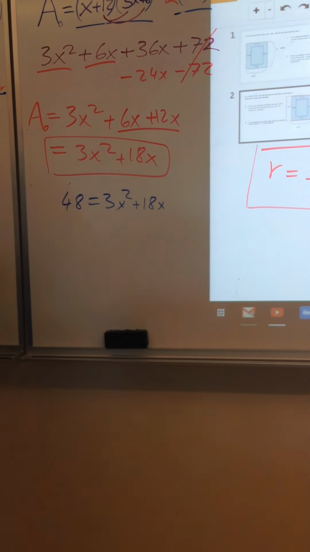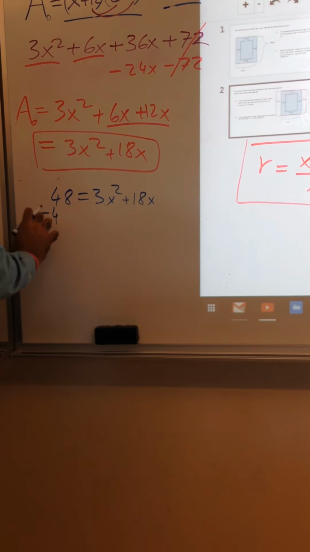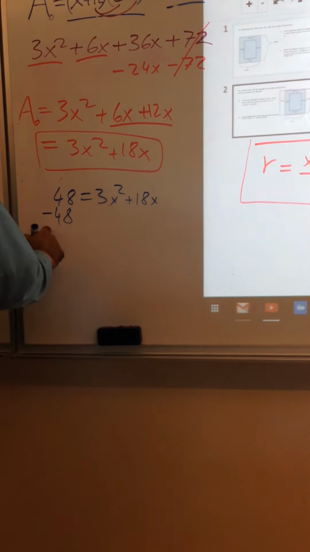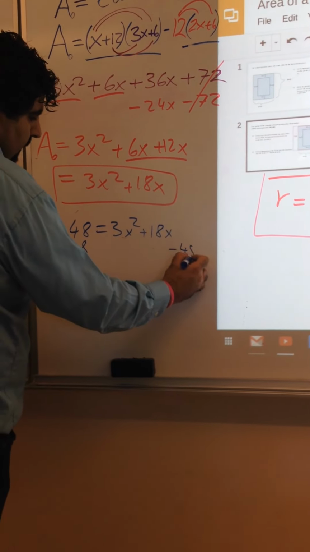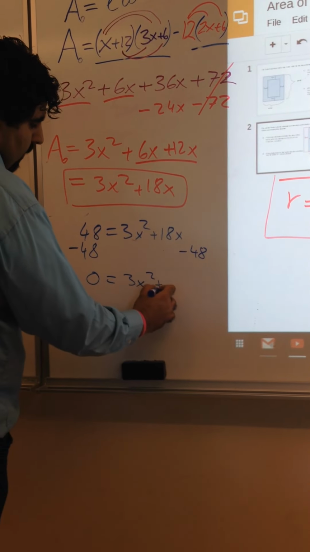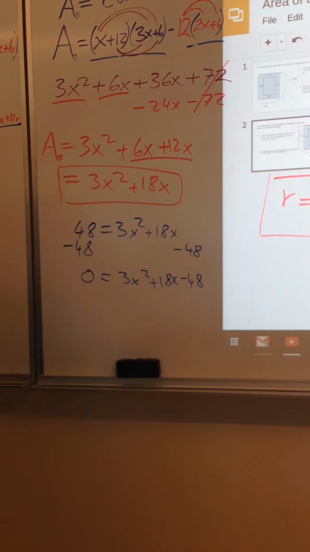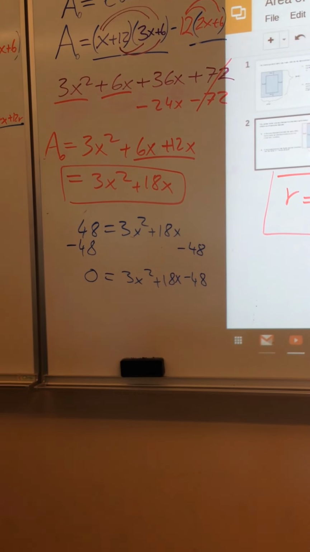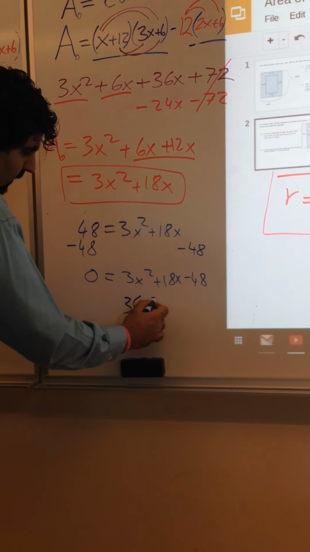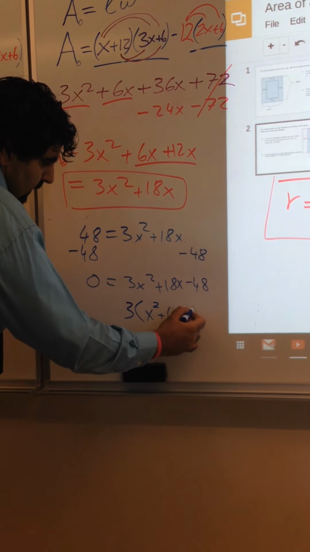So let's do this. This is a quadratic. The only way you can solve a quadratic is if you end up getting one side equaling 0. So if you're going to subtract 48 on both sides, we end up with 0 equals 3x squared plus 18x minus 48. There's a greatest common factor of 3. You're going to factor out a 3, so that gives us x squared plus 6x minus 16.